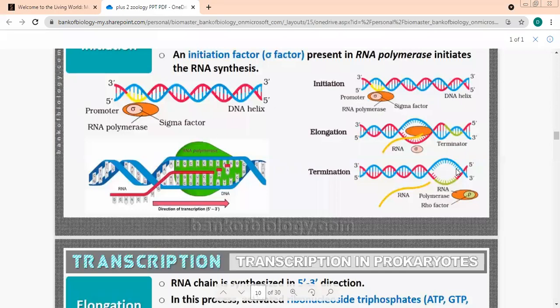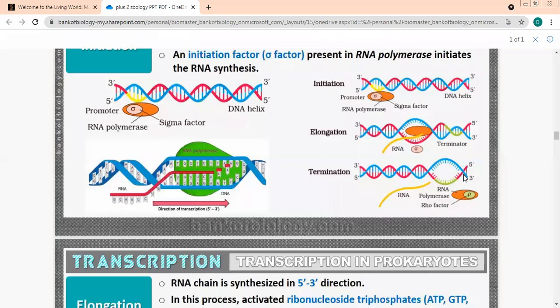And then we'll move on to the termination. What happens is once this reaches here, your enzyme, DNA-dependent RNA polymerase, this Rho factor will combine with it. Okay, Rho factor. And this Rho factor is which factor? What is this factor called? Termination factor. Initiation factor. Yes, beta.